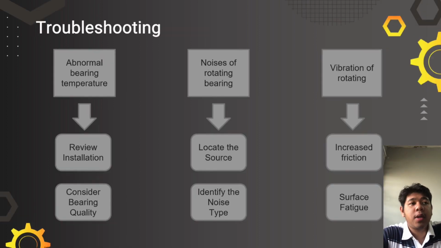Troubleshooting for bearing. Abnormal bearing temperature: we must review the installation and consider bearing quality. Noise of rotating bearing: locate the sources and identify the noise types. And lastly, vibration of rotating bearing: increased friction and surface fatigue.